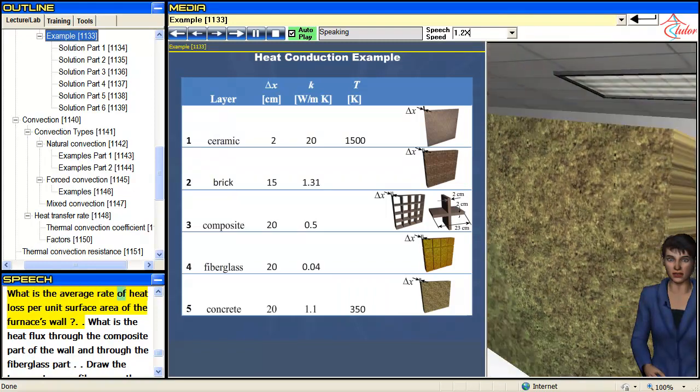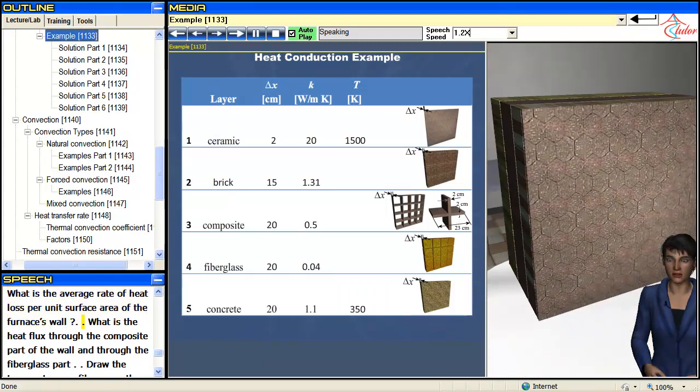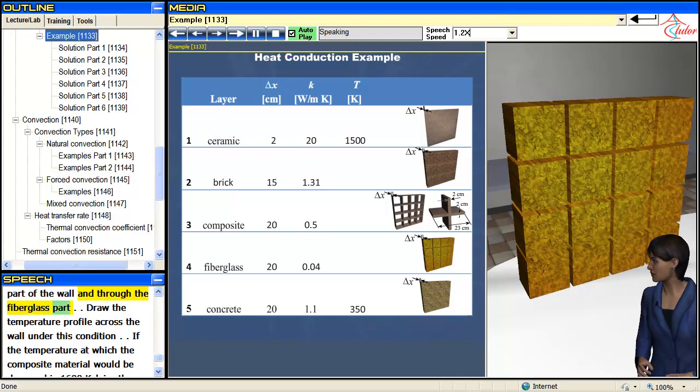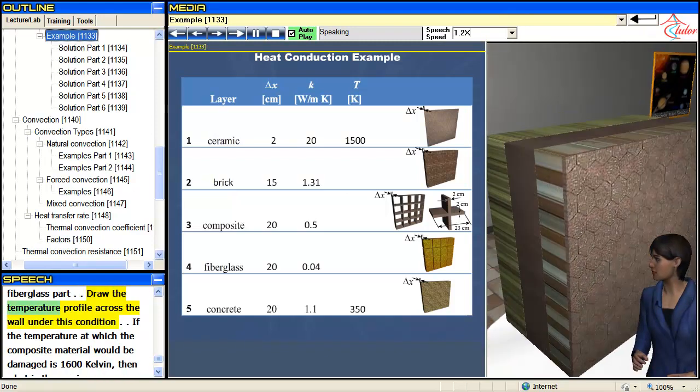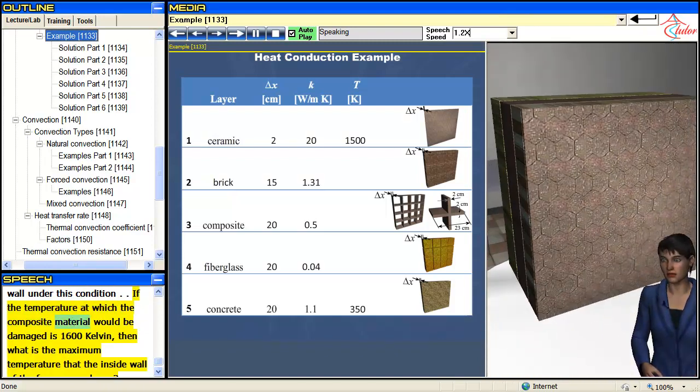What is the average rate of heat loss per unit surface area of the furnace's wall? What is the heat flux through the composite part of the wall and through the fiberglass part? Draw the temperature profile across the wall under this condition. If the temperature at which the composite material would be damaged is 1600 Kelvin, then what is the maximum temperature that the inside wall of the furnace can have?